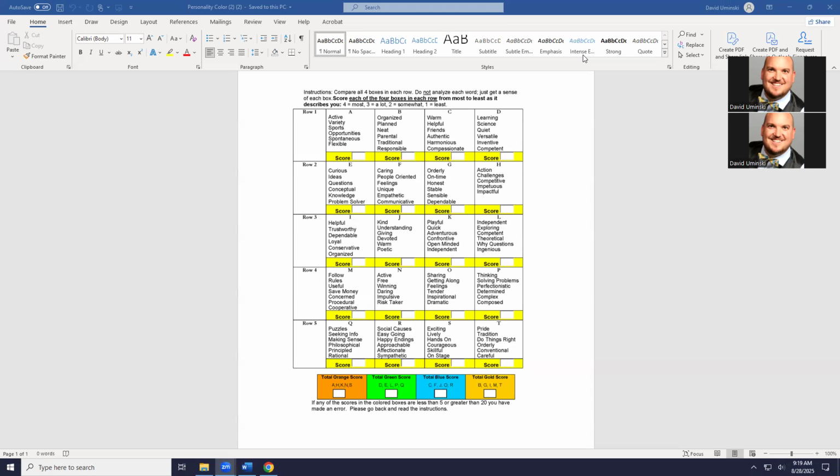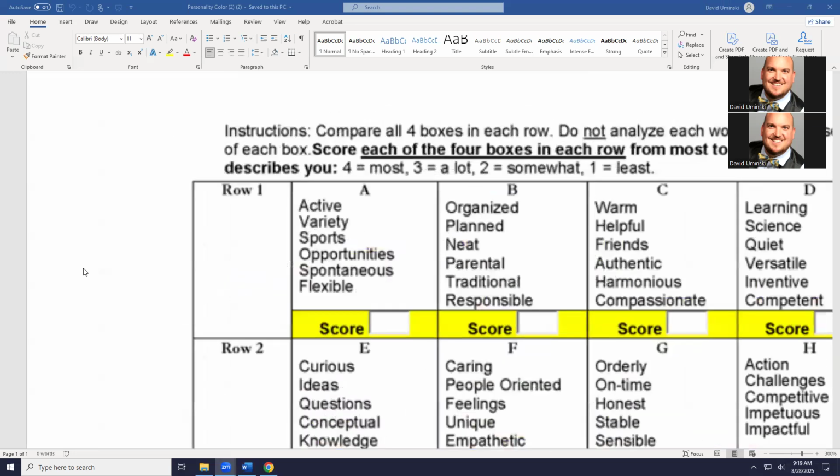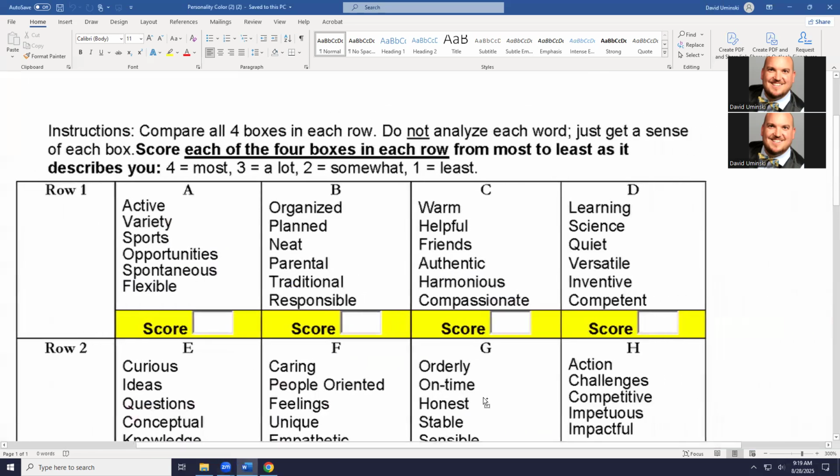We are going to do a personality assessment, and then we're going to talk about all the different colors, the four different colors, and how they relate to each other. To complete this assessment, you're going to go one row at a time. Look at the four, the A, B, C, D. Just the one row. Look at the words. Don't read too much into it. Think about which grouping of words you resonate with the most, and that's the grouping you're going to put a number 4.